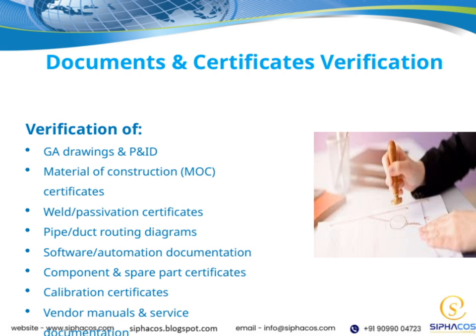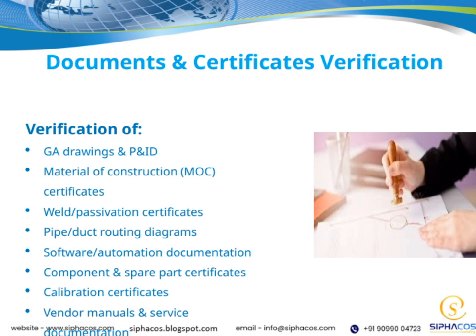First, we need to review the general arrangement drawings and P and ID documents carefully. These drawings provide the detailed layout and process flow, so verifying their accuracy is essential. Next, we check the material of construction certificates to confirm that the materials used meet the specified standards and are suitable for the application. It's also important to review weld and passivation certificates, as these verify the quality and integrity of the welds and surface treatments. Pipe and duct routing diagrams should be examined to ensure proper installation and routing compliance.